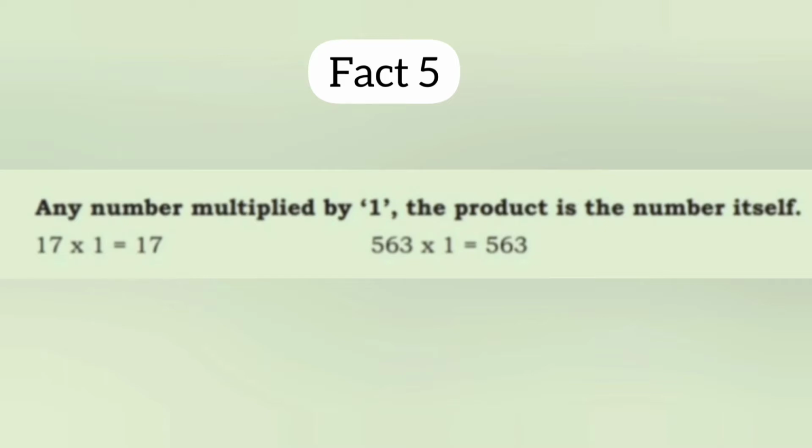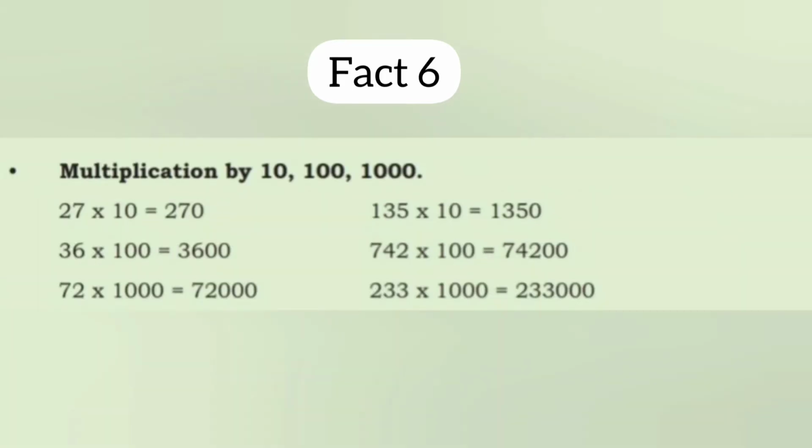The sixth fact, when you multiply a number with 10, 100 or 1000, this is what happens. For example, let's take a number 27. 27 into 10 is 270. 135 into 10 is 1350. Here both these numbers are multiplied by 10. All you have to do is to just place that 0 in the ones place. The product remains as it is with a 0 added to the number in the ones place. So 27 into 10 becomes 270. 135 into 10 becomes 1350.